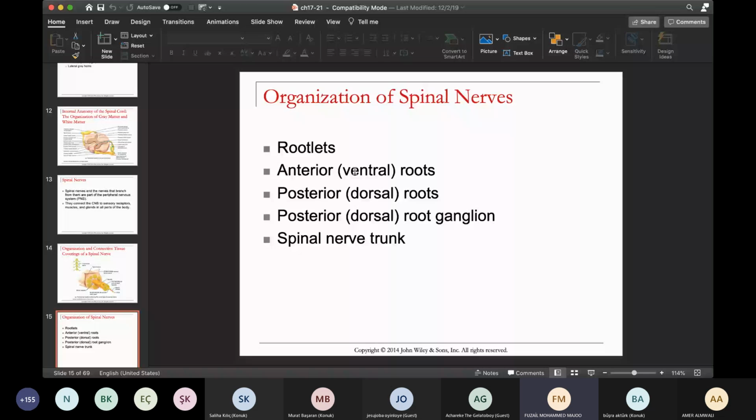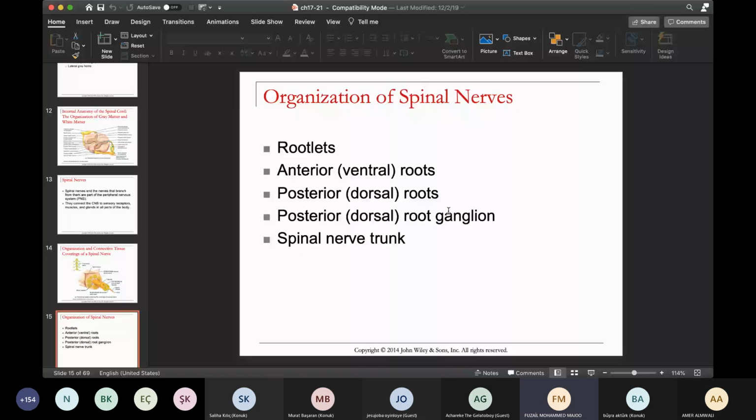From the anterolateral aspect of the cord, the anterior rootlet ends up emerging in 2 or 3 irregular rows. And so the anterior rootlet contains the axons of multipolar motor neurons that come from the cell bodies in the anterior region of the spinal cord's gray matter. These axons are going to end up transmitting action potentials to muscles and glands of our body.